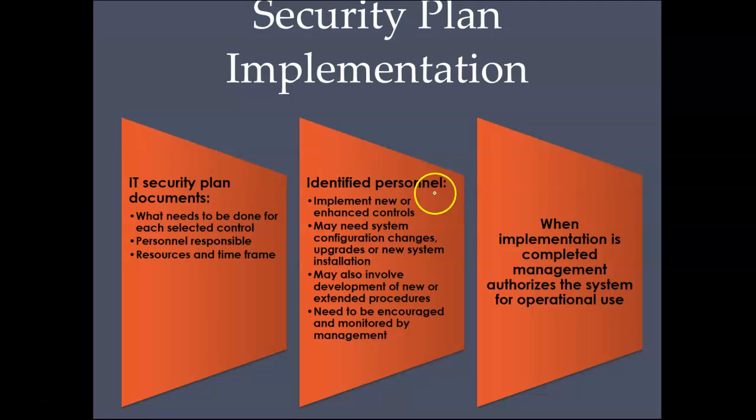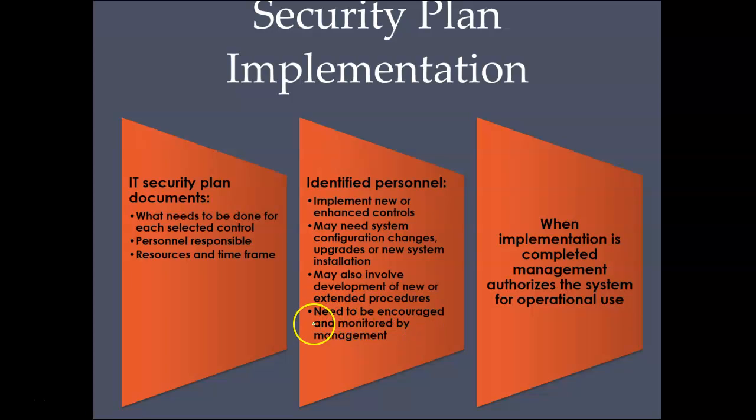Okay, so the identified personnel implement a new or enhanced control. They will implement the new controls. They may also need configuration changes. They may need to change the configuration of the system or upgrade to a new system installation. Maybe they will need to move to a newer version of the operating system, or they might change the access permissions and so on. It may also involve development of new procedures, new rules, and so on.